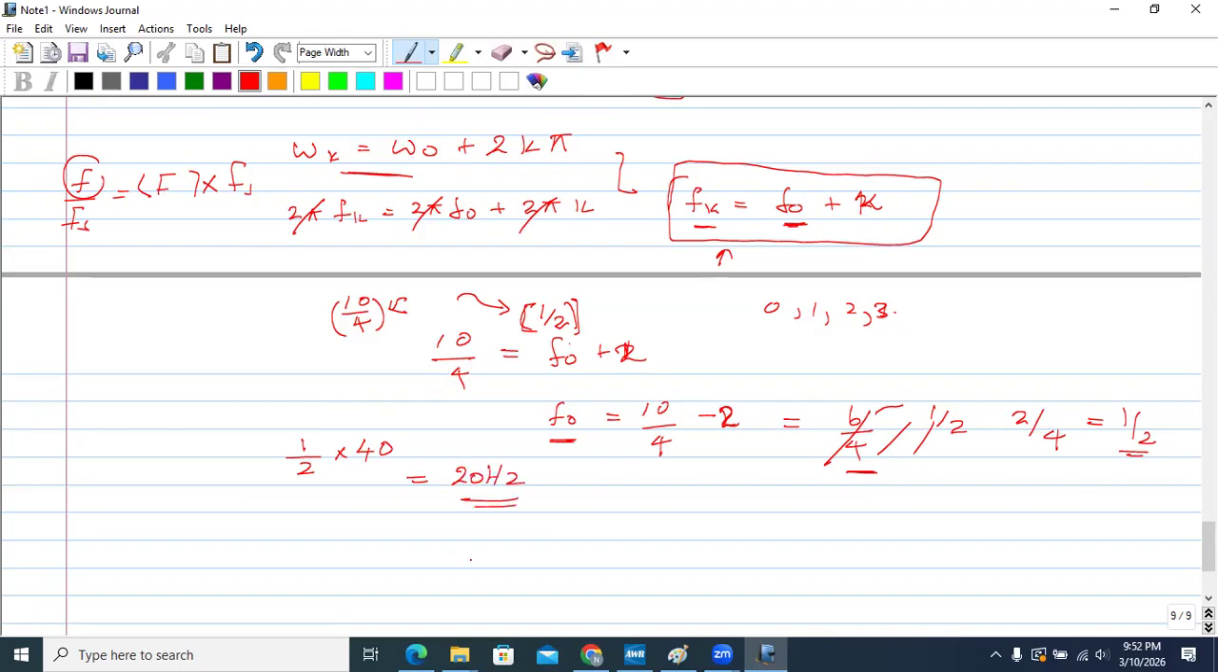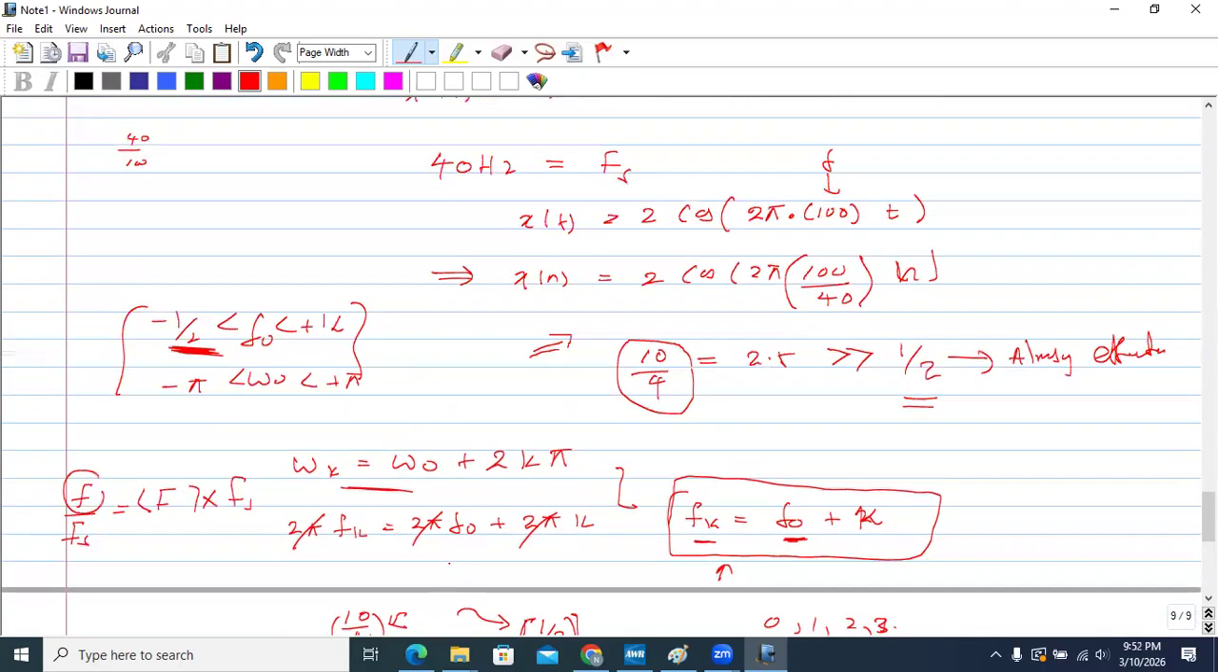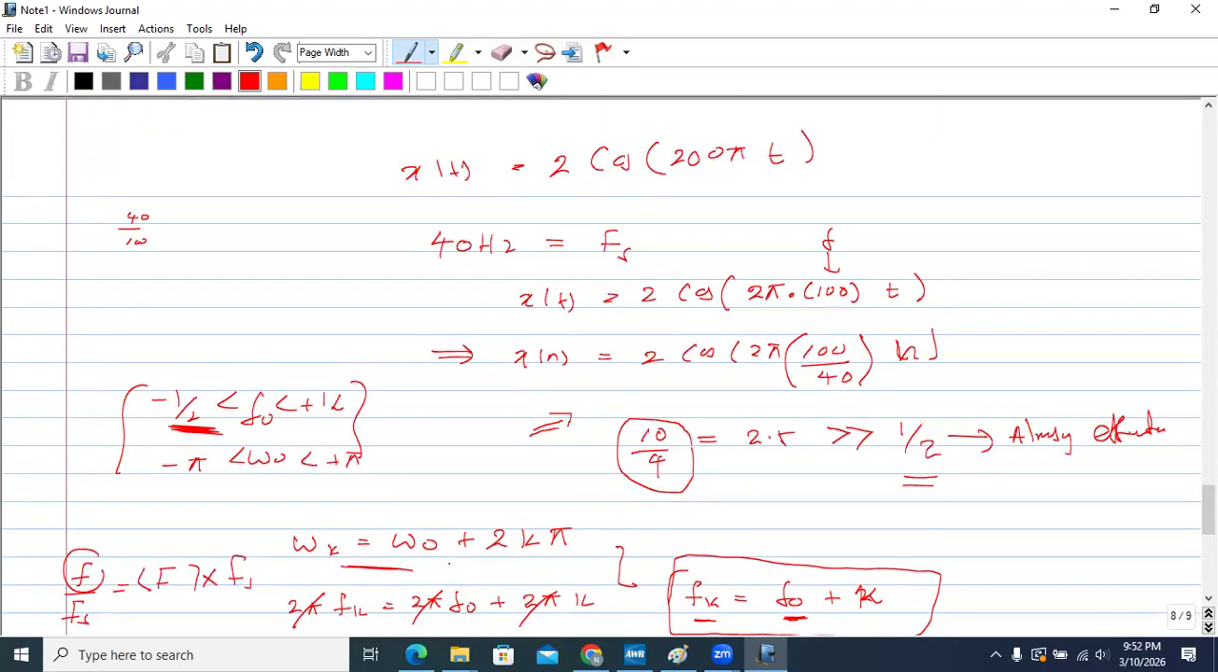So what is our signal? That is 100 Hz, no? This signal is 100 Hz. Xt is 100 Hz.